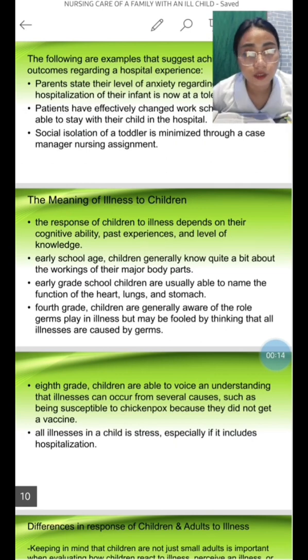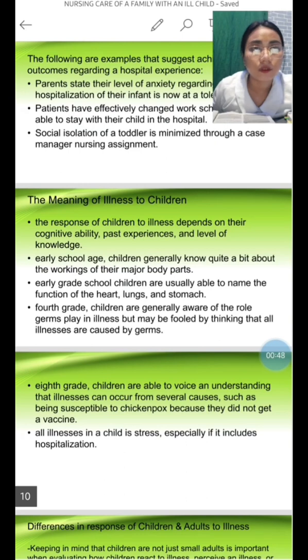Early school age children generally know quite a bit about the workings of their major body parts, and early grade school children are usually able to name the function of the heart, lungs, and stomach. Fourth grade children are generally aware of the role germs play in illness, but may be fooled into thinking that all illnesses are caused by germs. So it depends upon their cognitive ability, past experiences, and level of knowledge.